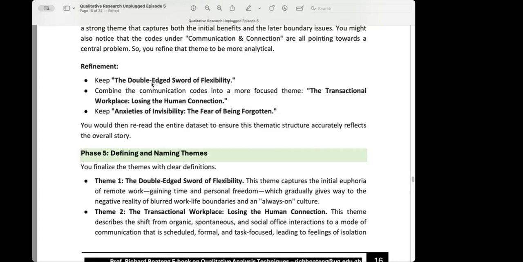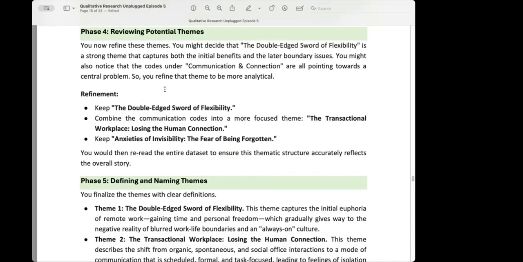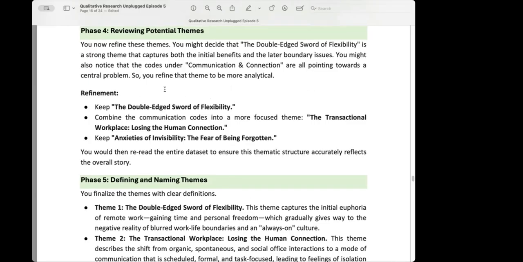After these refinements, you'd ideally reread Maria's full transcript one last time, with these refined themes firmly in mind to ensure they truly capture the essence and complexity of her entire experience and resonate with the broader insights from the data. That refinement process sounds absolutely crucial for getting sharp analytical themes.